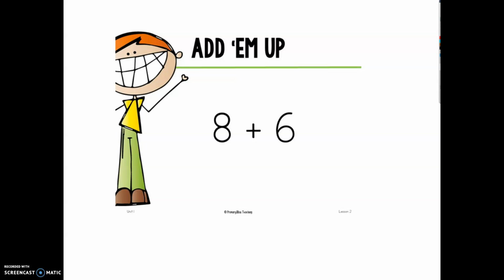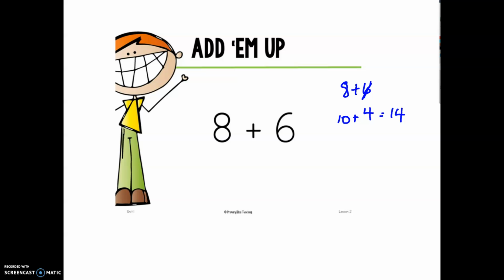When I look at the problem 8 plus 6, I'm thinking to myself, can I make a 10 out of these two numbers? Well, if I take 2 away from that 6 and make it 4, and give those 2 to that 8 and make it 10, and add those together, I would get 14. So 8 plus 6 is 14.